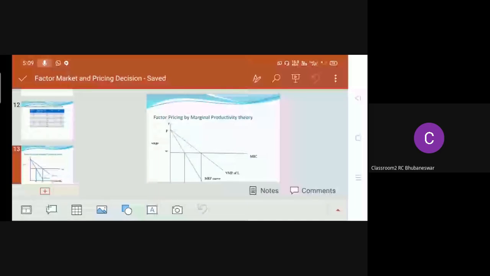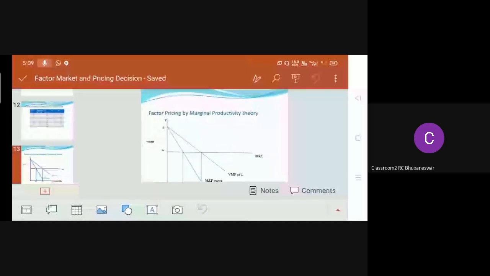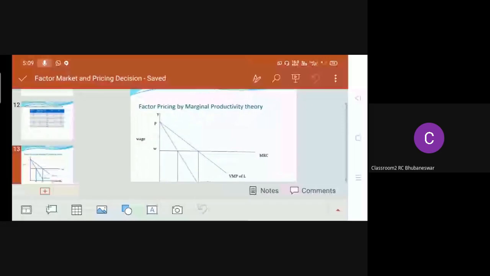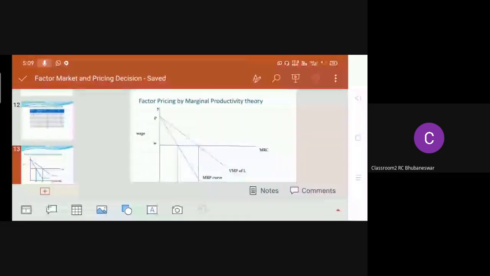Look at this figure, factor pricing under marginal productivity theory here in imperfect competition. The MRP curve is downward sloping and the VMP, value of marginal product, is downward sloping. Okay, VMP can be regarded as the demand curve for labor.